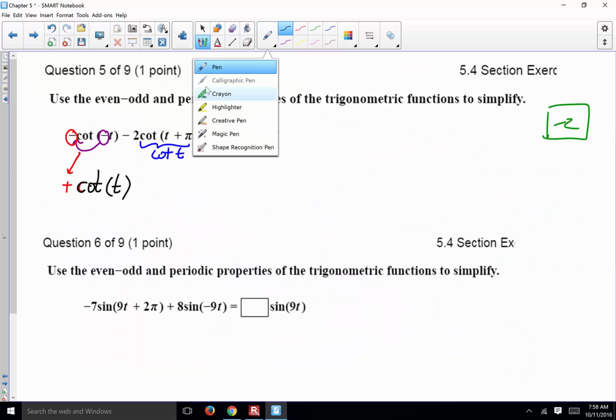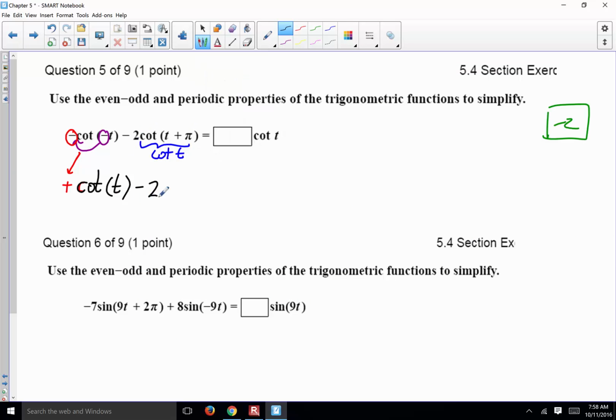So we have minus 2 of them. Alright, you have a secret one here. You have plus 1 cotangent, minus 2 cotangent. In total, how many cotangents do you have? Negative 1. No, minus 2 plus 1. It's the minus 1. The answer is minus 1 then.